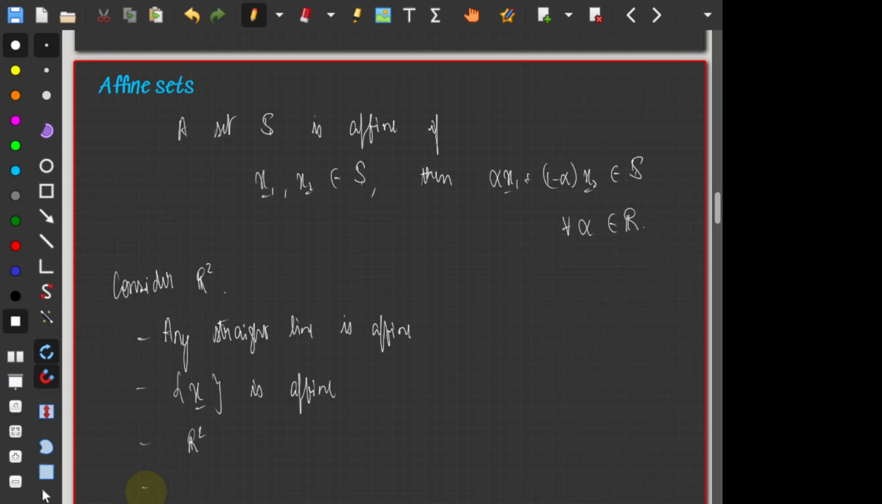Any system, the solution space of any system of linear equations, is that an affine set? I'm trying to generalize that. So look at the solution space of any system of linear equations.